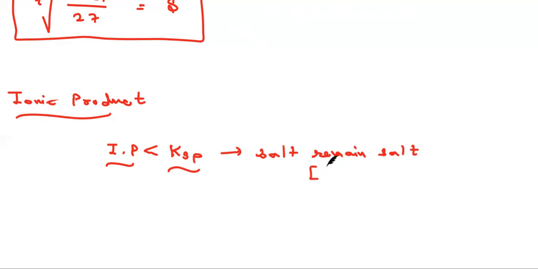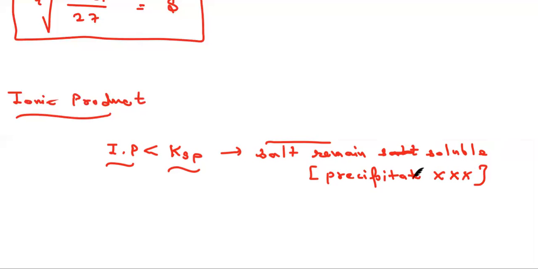Here, the salt remains soluble. I just wrote salt, sorry for that. So if your salt is getting dissolved in the solution, will there be any precipitate? No. So there is no precipitate. It means the salt remains soluble, and if the salt is soluble, how can it form the precipitate?